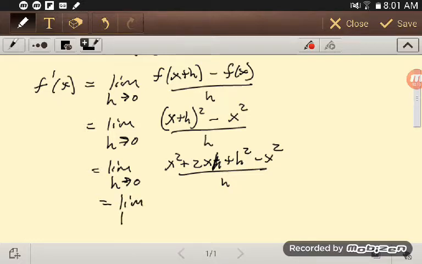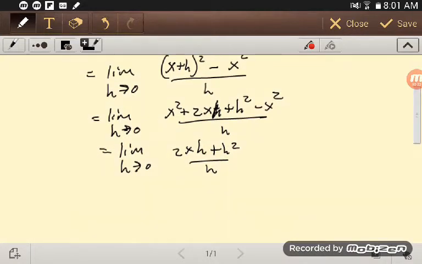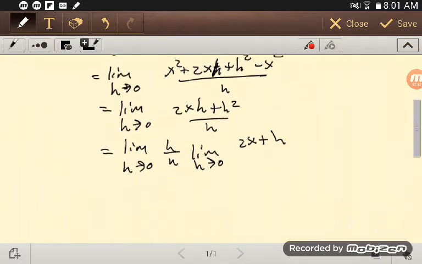And so we have the limit as h goes to 0 of 2xh plus h squared over h. And this is the limit as h goes to 0 of h over h times the limit as h goes to 0 of 2x plus h. And at this point, right, we know that this thing's 1, and then I can do direct substitution, get the 0 in there for h, so I get 2x.